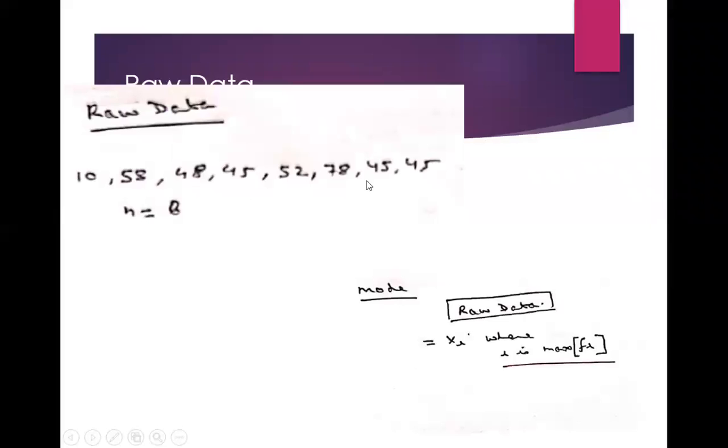So for this raw data, there are these values, and by a simple observation, you can just write the frequencies here. Frequency of 10 is 1 because it occurs one time only. Frequency of 58 is 1, frequency of 48 is 1, frequency of 45 is 3. So frequency of 45 is maximum here. So 45 is the value where the frequency is maximum. So 45 is the mode in this data.